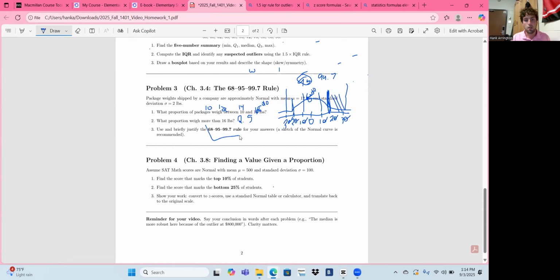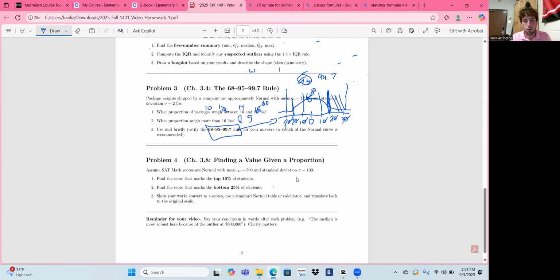And then we use this rule, right? We did that as we did the problems. All right, and then problem four, finding a value given a proportion. It says, assume SAT math scores are normal with a mean of 500 and a standard deviation of 100. So we're trying to find the score that marks the top 10% of students.